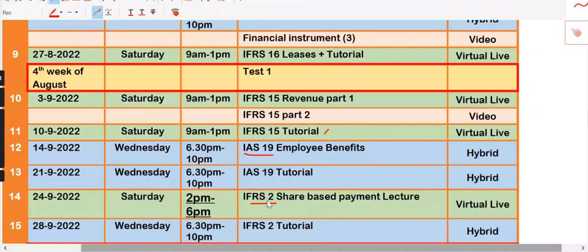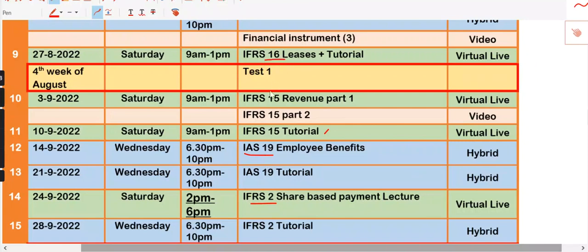There's no class next Saturday. It's Hari Malaysia Day, and a day after we don't have class. Then on the 24th, we start to do IFRS 2. IAS 19 and IFRS 2 look a bit similar because they both touch on employee benefits. Comparing 19 to IFRS 2, we get a bit more questions for IAS 19. We also get IFRS 2 but 19 is a bit more.